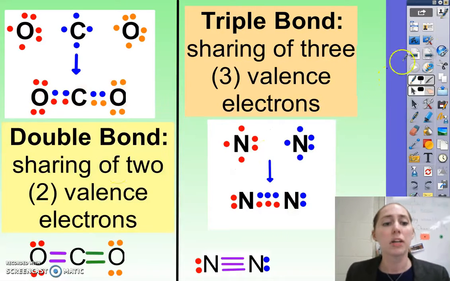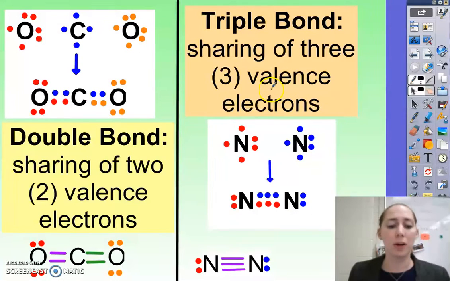So this right here, where both atoms are sharing 1 valence electron each, that's called a single bond. You've got a double bond, where each atom shares 2 of its valence electrons, and you've got a triple bond, where each atom is sharing 3 of its valence electrons.